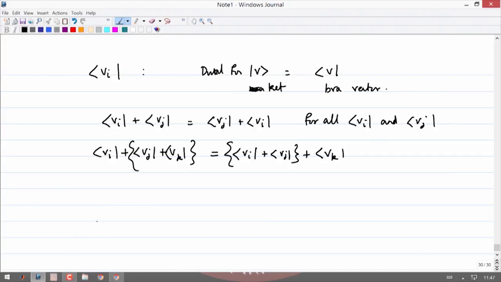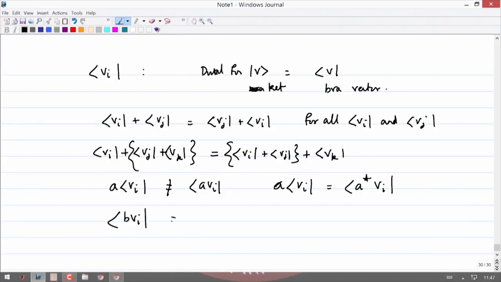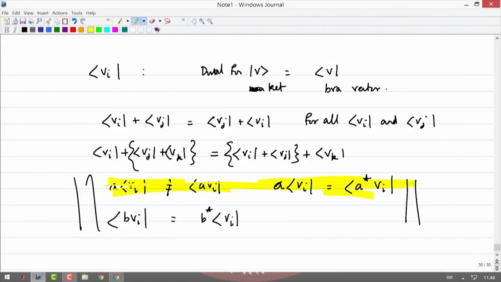Okay. The most important difference is that a times the bra vi is not a vi, but a star, the complex conjugate of a, that will go in. And likewise, if you have a scalar inside the bra and you want to take the scalar out, the scalar has to be the complex conjugate. So, this is important. I will highlight that. This is important with respect to the properties of the scalars with respect to the bra vector and the ket vector.